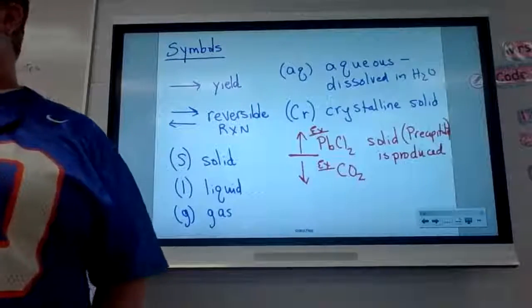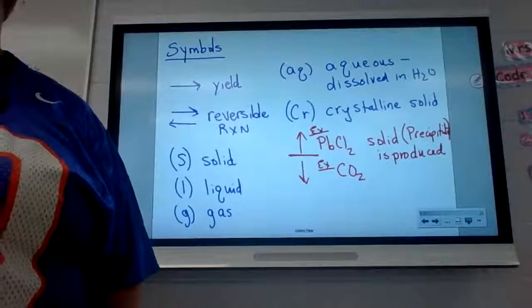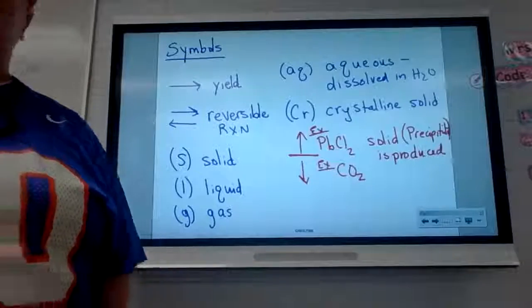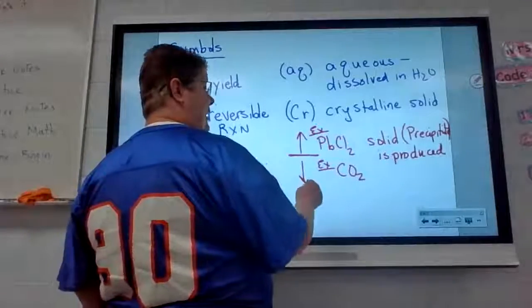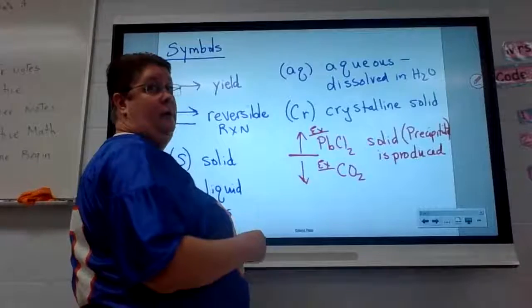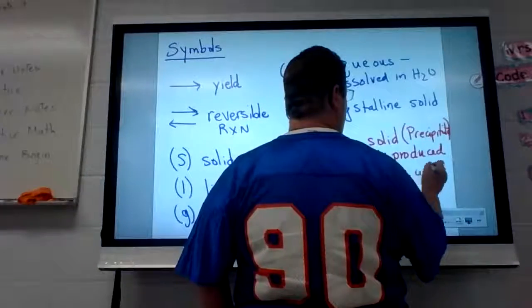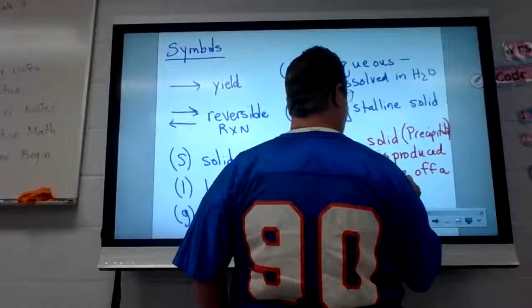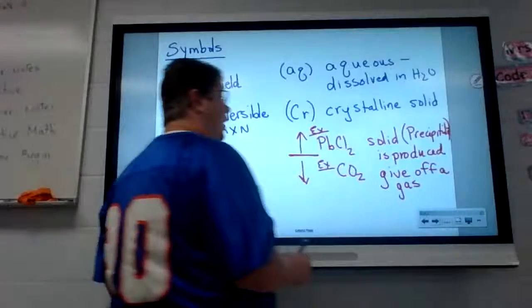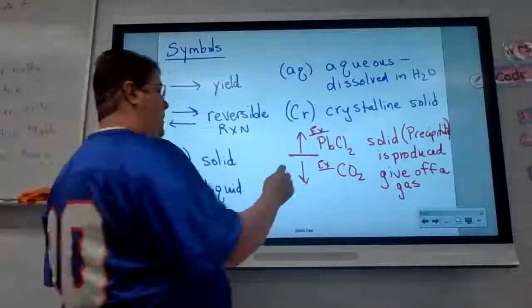CO2 we know is a what? It's a gas. So if we put CO2 beside an arrow, what are we doing? Giving off a gas. Yes, that's right, so you give off a gas. So down is giving gas. Yep. And up is solid. Up is a, oops, I did it backwards.